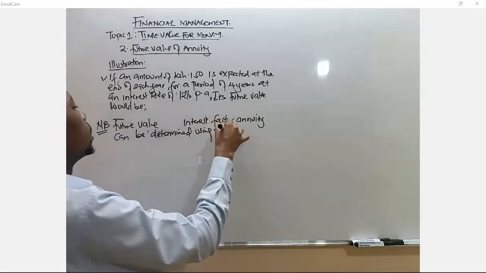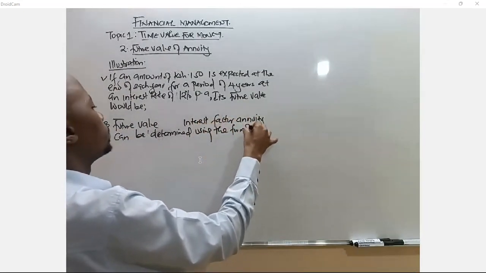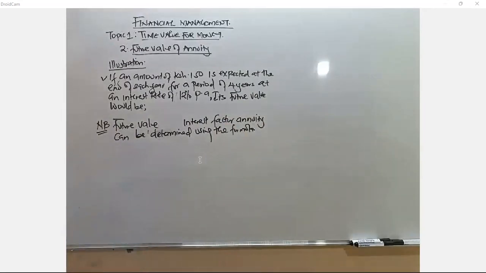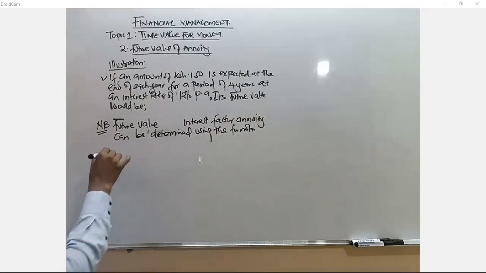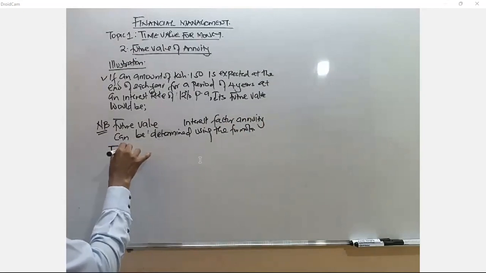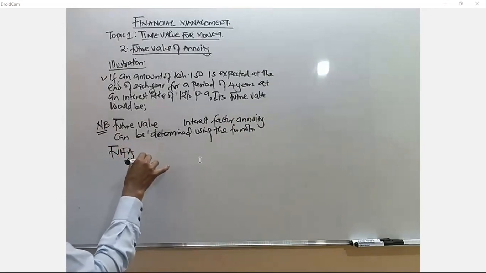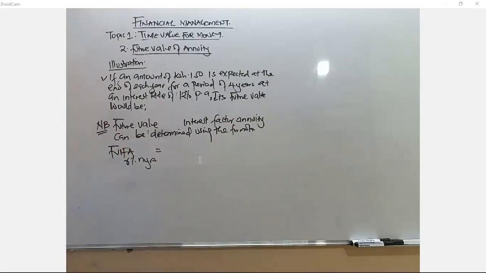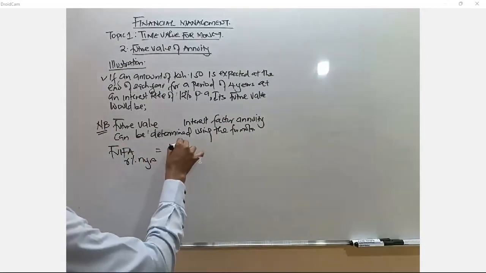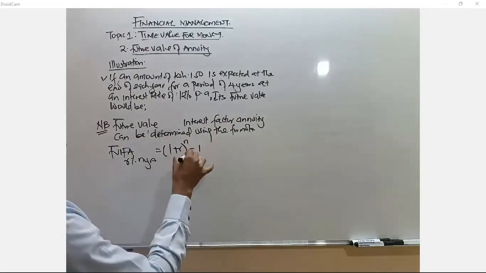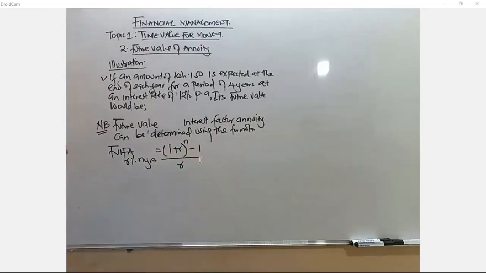Using the formula. Which formula can we use here? We are looking for the future value interest factor annuity, R percent, 10 years. We can use this kind of formula. We don't want to struggle a lot, so I will use this formula: (1 + r)^n - 1, and we divide by our rate, right?